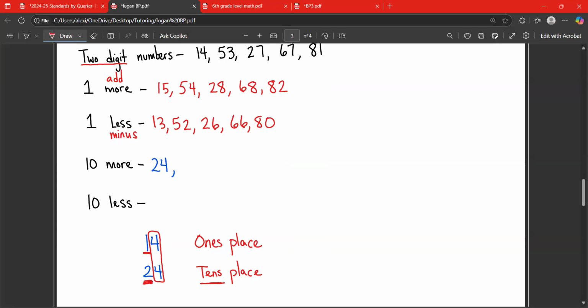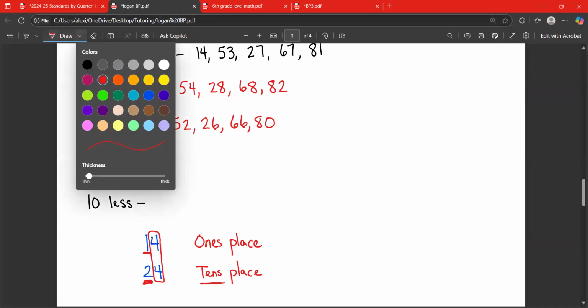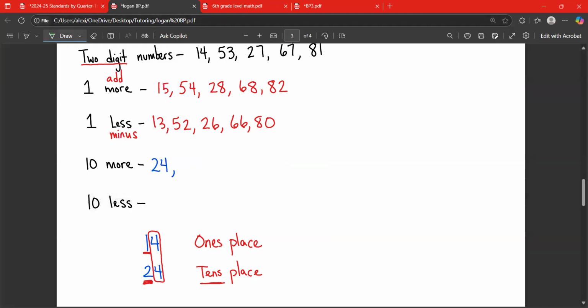So if I had the number 14, we'll just use 14 as an example. If I have the number 14, what digit is in the ones place? The 4. What digit is in the tens place? The 1. And I change the digit in the tens place by going up one more.